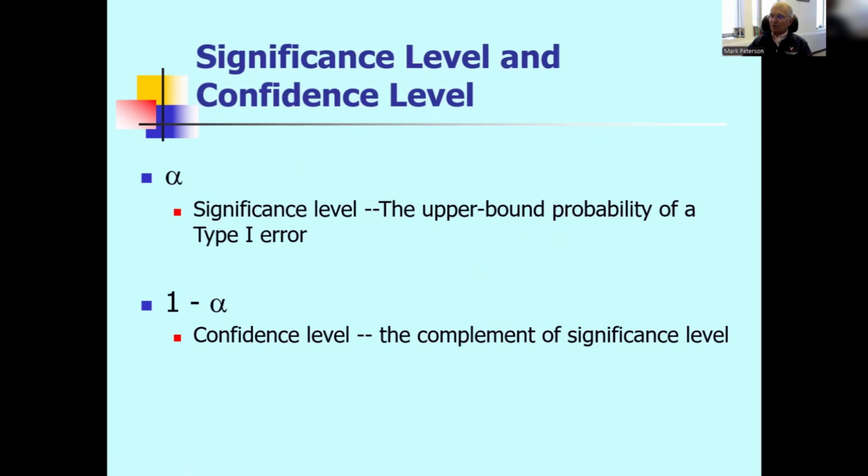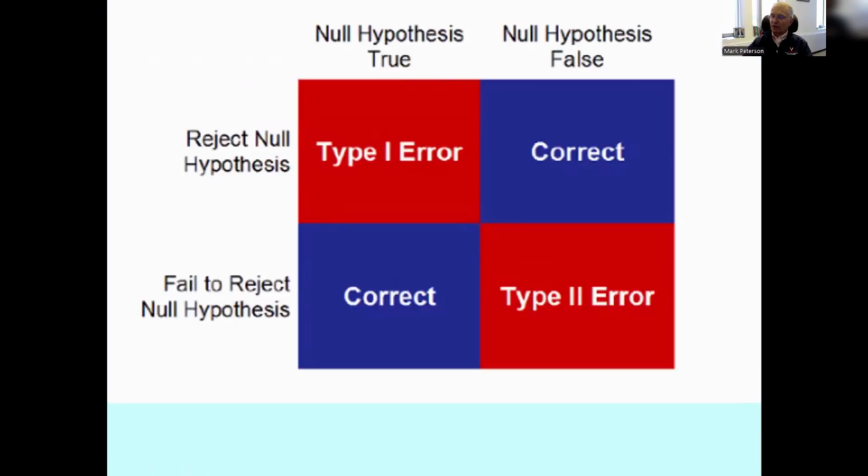Okay, so alpha is associated with type 1 error and 1 minus alpha over here with type 2. We get this matrix here of the null hypothesis being true, but yet you choose to reject the null hypothesis. This is type 1 error. And then we go over here, type 2 error, where the null hypothesis is false, but you chose to stay with the status quo.